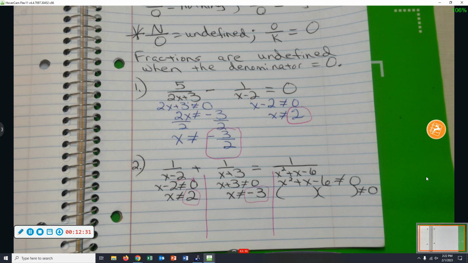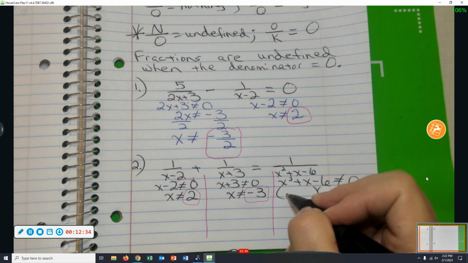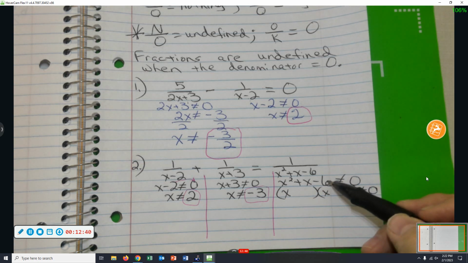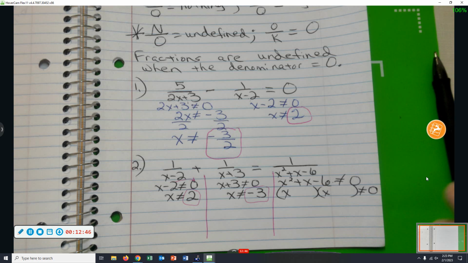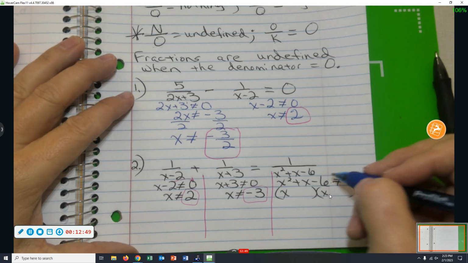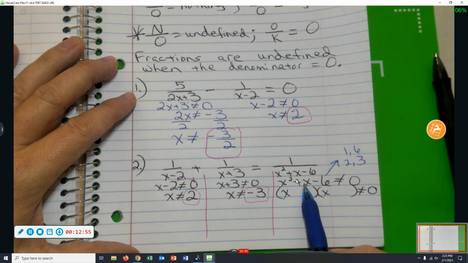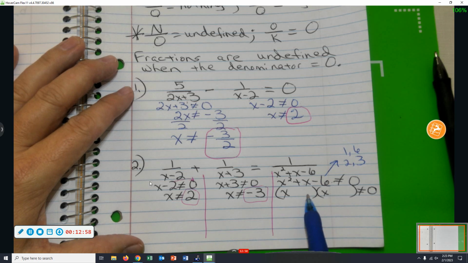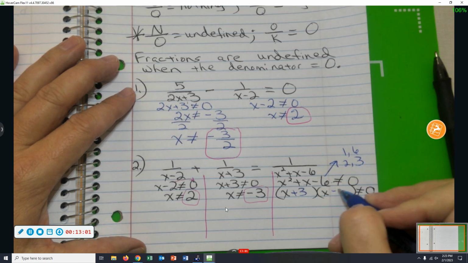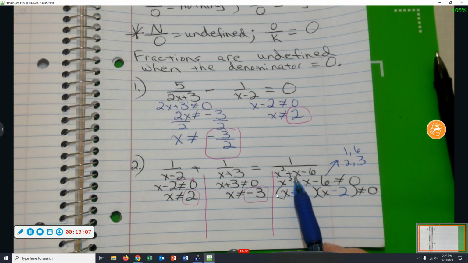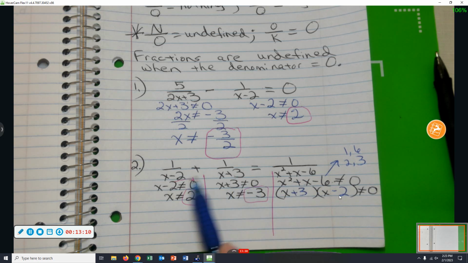x squared, x and x, x times x, and for 6, 1 times 6 or 2 times 3. Remember it's a simple trinomial, so the pair you choose needs to subtract to give you what? x plus 3 and x minus 2. That does it. Haven't we already set those things equal to 0? x plus 3 and x minus 2. This denominator factors as those two denominators, so we're not going to get any more numbers.